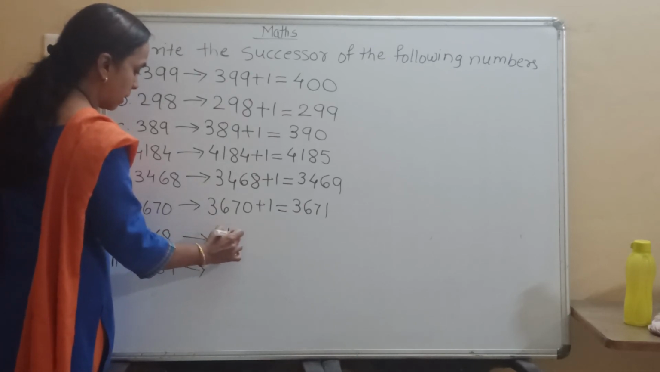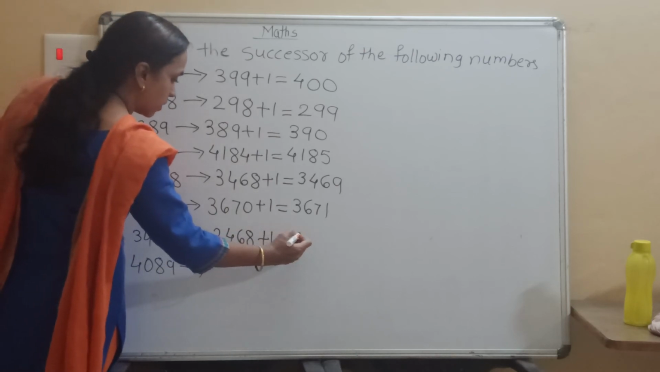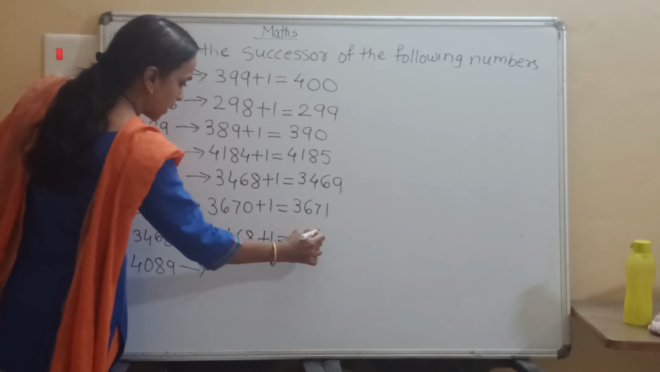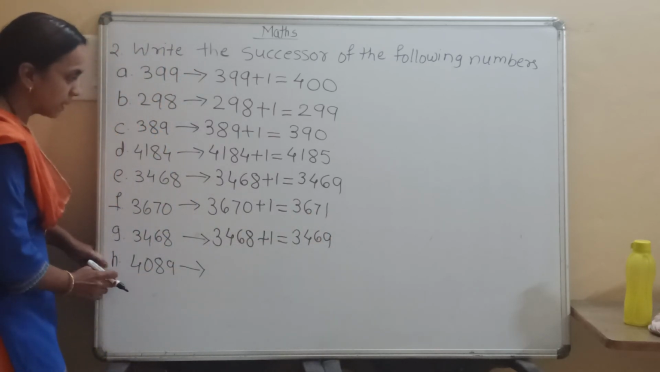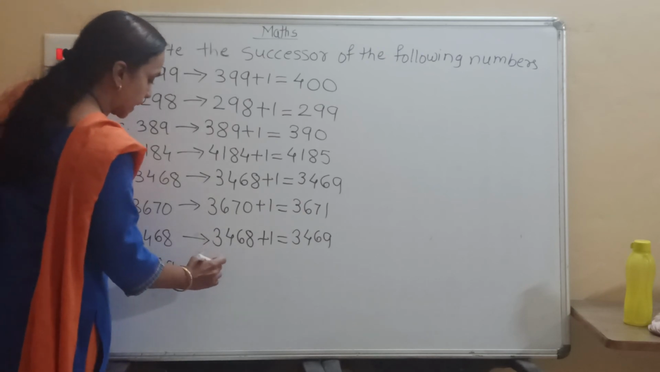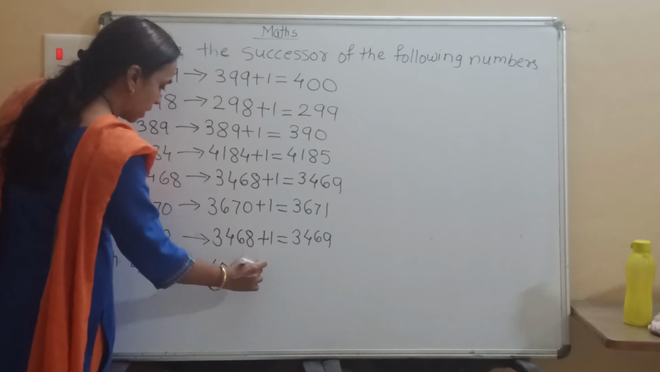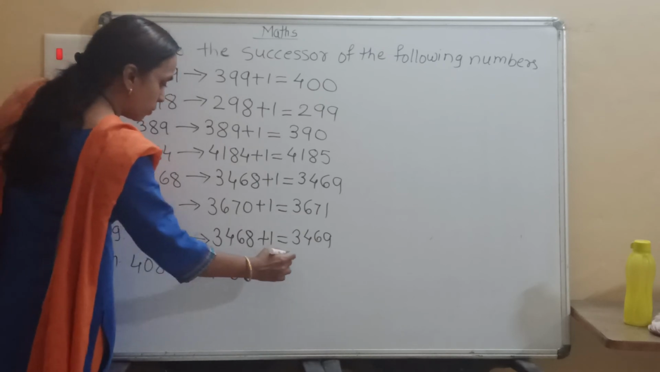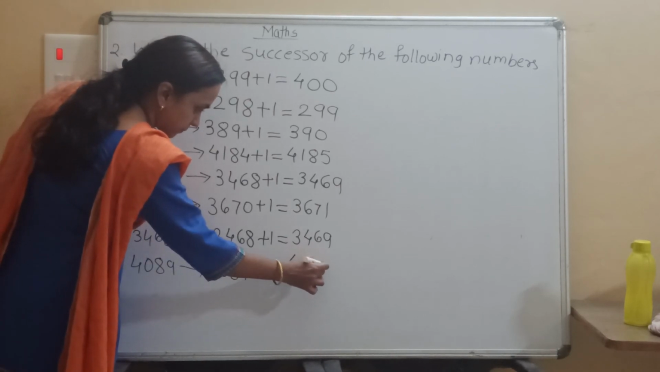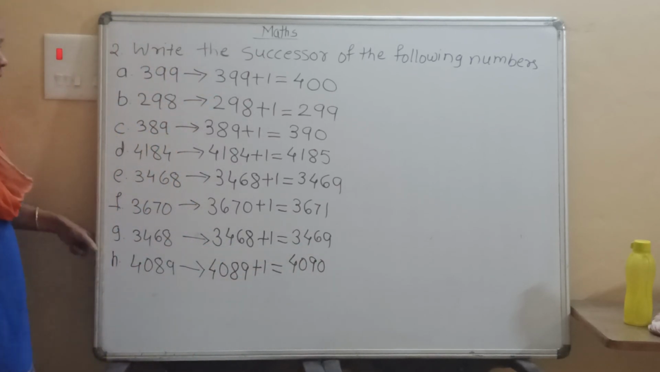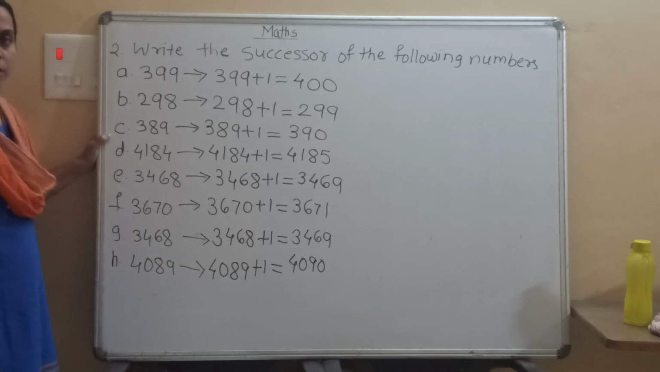Now see the G example, 3468. 3468 plus 1 equal to 3469. Okay. Now see the H example, 4089. 4089 plus 1 equal to 4090. So in this way, this example also you have to complete in your notebook.